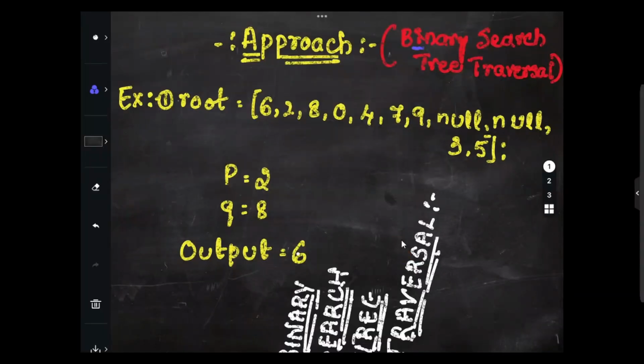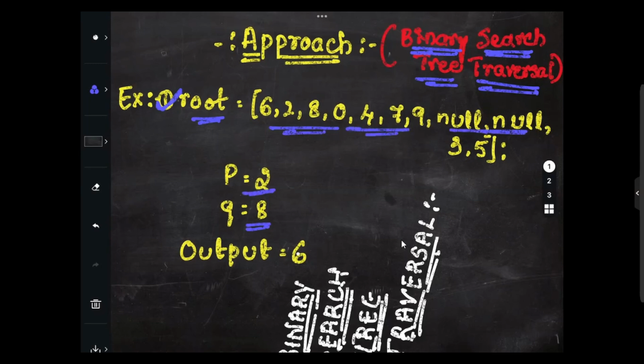The first thing that we need to keep in mind here is binary search tree traversal. I have considered the same example, the first example given in the question, so that it will be easier for us to understand. P is 2 and Q is 8, and the LCA, the lowest node in the BST that has both P and Q as descendants, is 6. We have already discussed this one. So we are going with the binary search tree traversal approach.